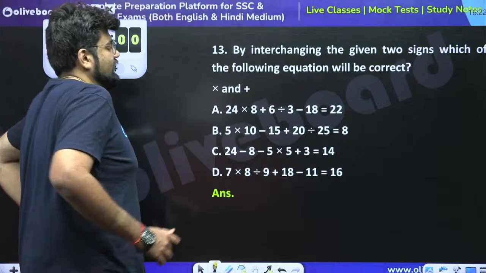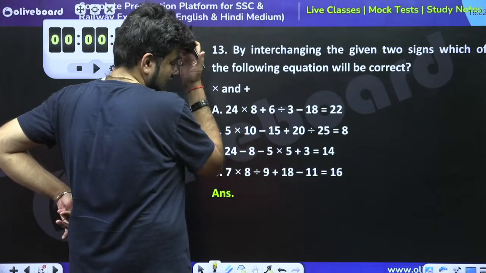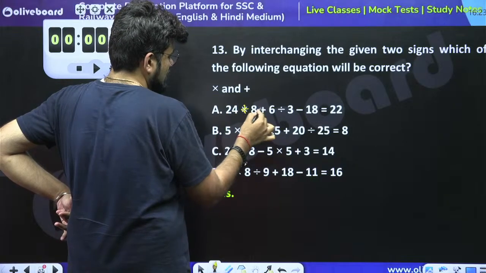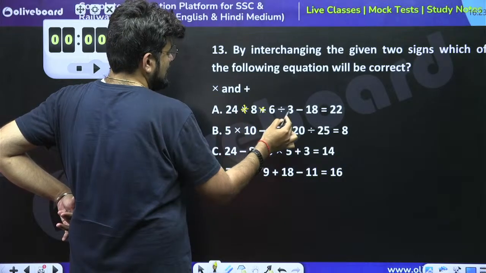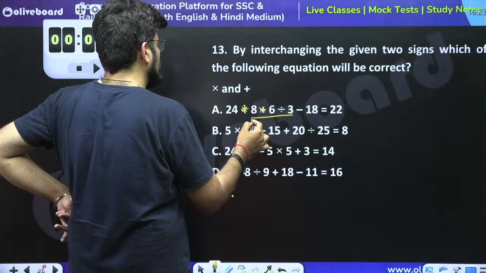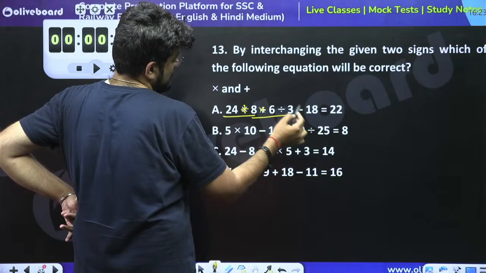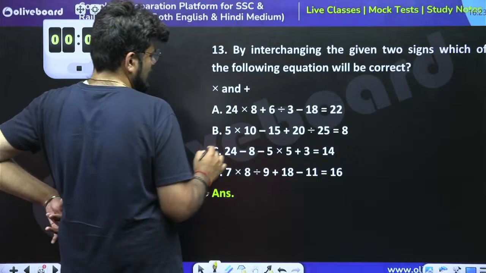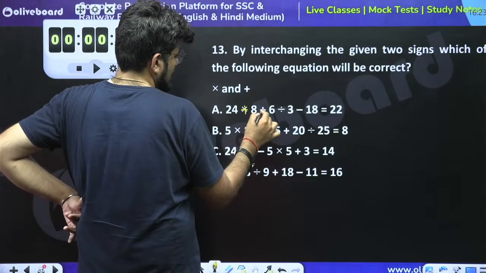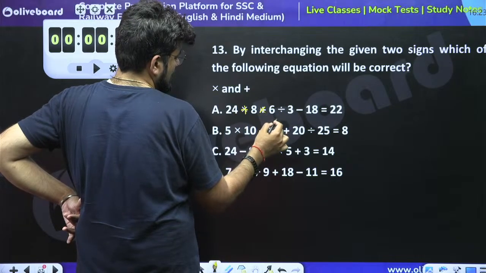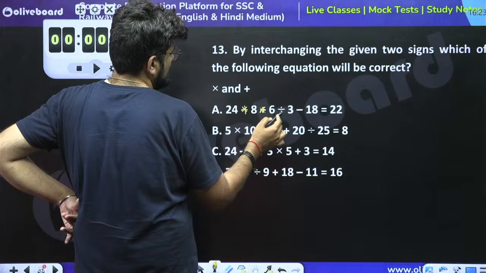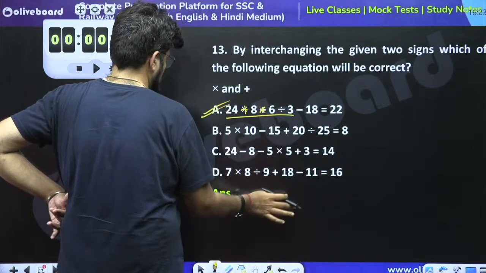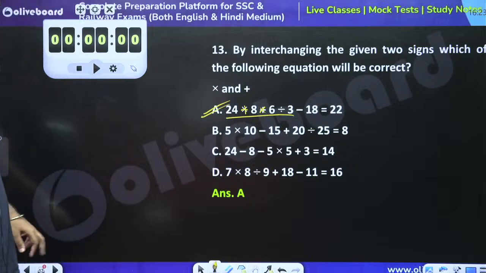Luck, if it's A, then it's very lucky, because then the first question you check, you get your answer. Into and plus, if you change here, so this is 3 into 8 is 24, 24 plus 20, 48, 48 minus 18 is not 22. How come you're saying A? Oh, 16, sorry, my bad. 16 plus 24, 40 minus 18, 22. Yeah, option A is the right answer. Next.